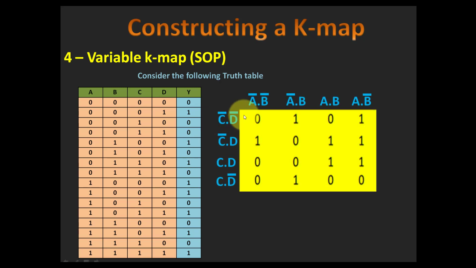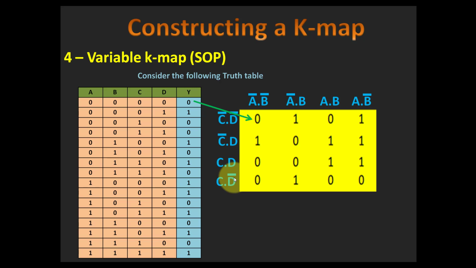So here in the previous case, as we saw, A bar dot B bar, A bar dot B, A dot B, and A dot B bar, and here because we have two more variables, C bar dot D bar, C bar dot D, C dot D, and C dot D bar. So whatever we are going this way, we are going this way. Okay, and this is what we get.